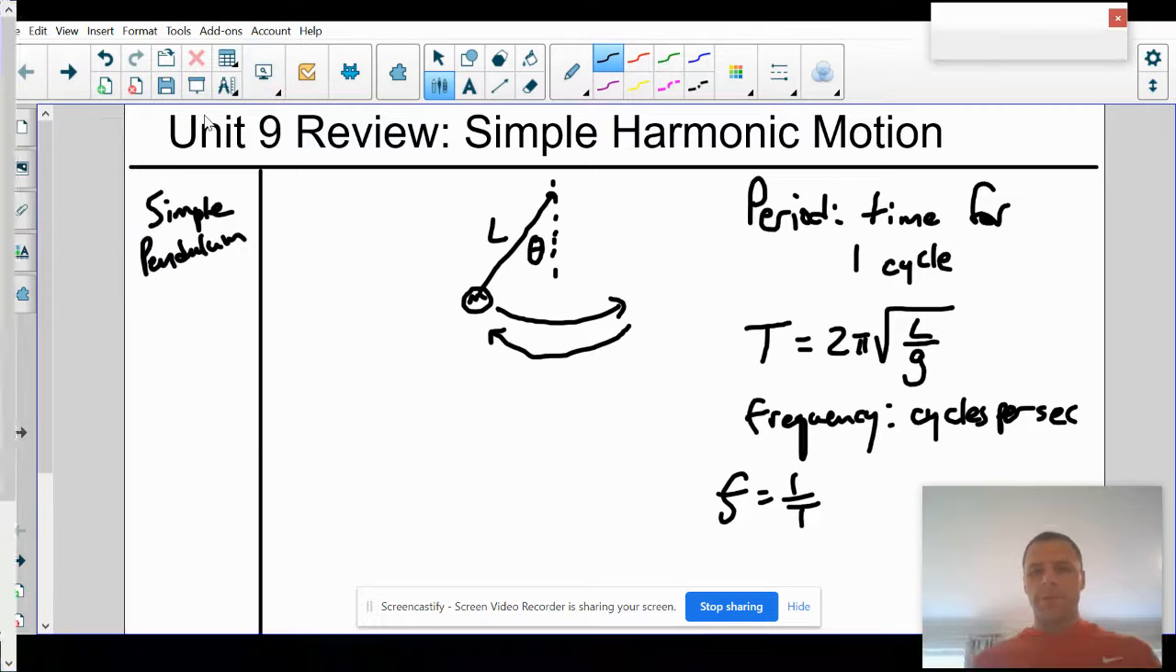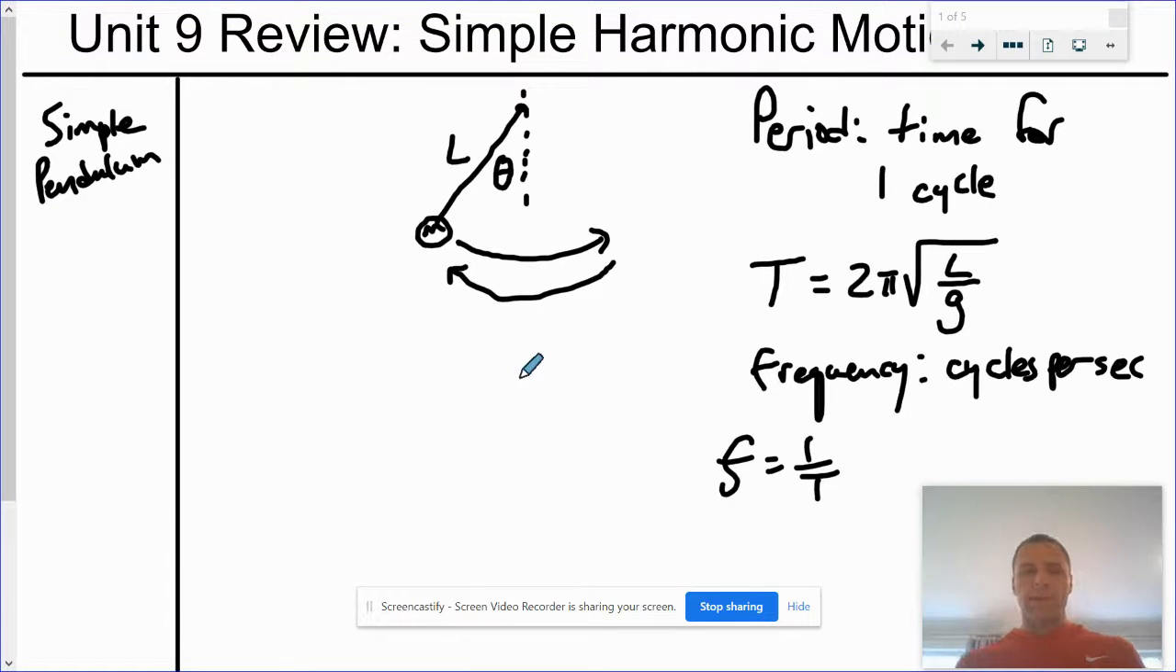Let's go full screen here. This is a little easier. Other things that I wanted to mention, connection to some other units.